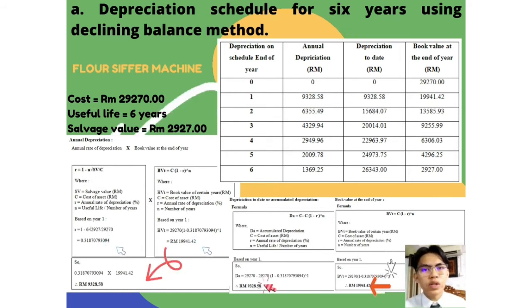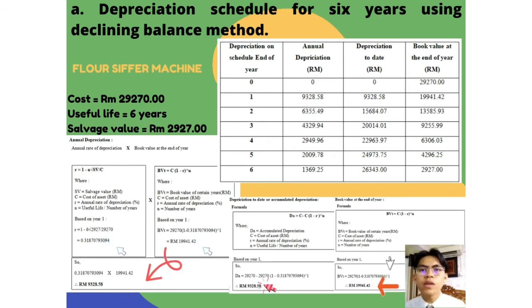Based on the schedule, to calculate annual depreciation, we use the annual depreciation formula, which is the annual rate of depreciation multiplied by the book value at the end of the year. As you can see, the annual rate of depreciation is 0.31870793094 using that formula, while the book value of year 1 is 19,941.42 ringgit. So for year 1, we multiply and the answer is 9,328.58 ringgit.